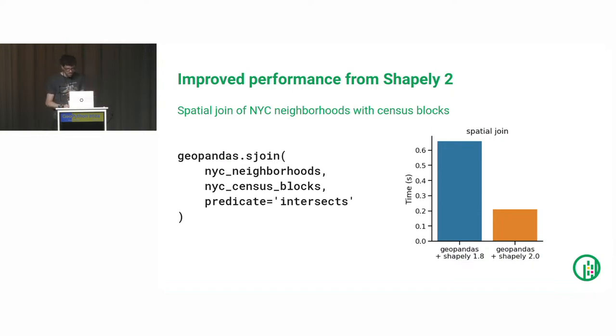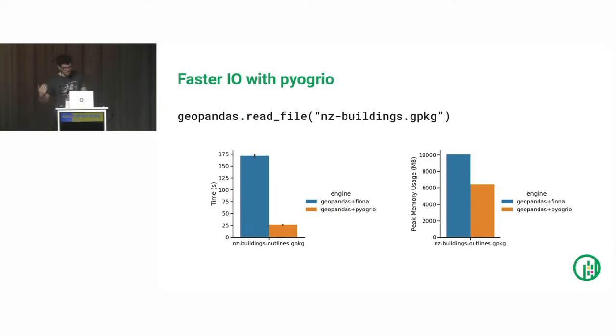For I/O, I already mentioned that we switched from Fiona to pyogrio as the default library that is installed, which provides you access to every file format that GDAL supports. Again, here, that will give a very nice performance speed up. In this case, there's an example of reading a polygon data set of New Zealand building outlines. It's a GeoPackage file, a bit more than a gigabyte. And you can see how reading it with pyogrio instead of Fiona gives a very good speed up.